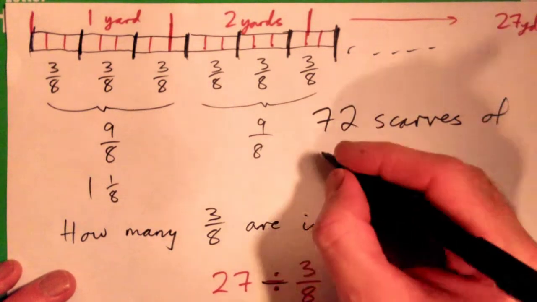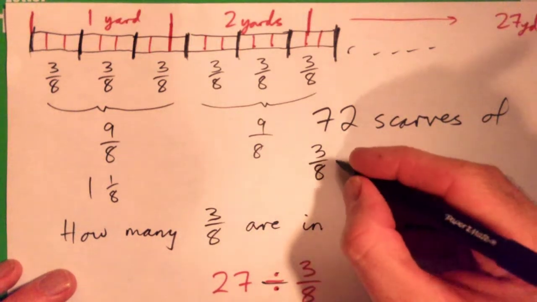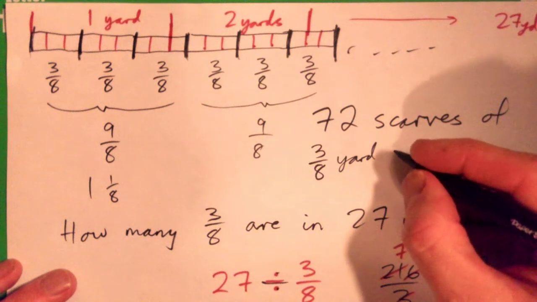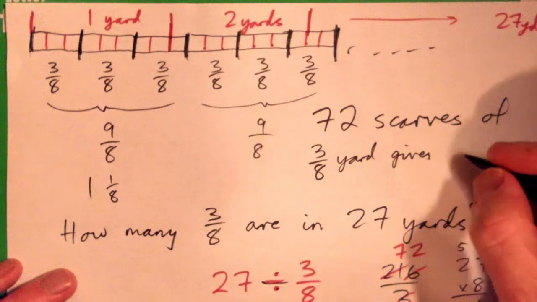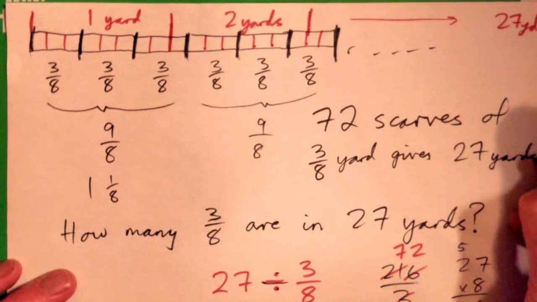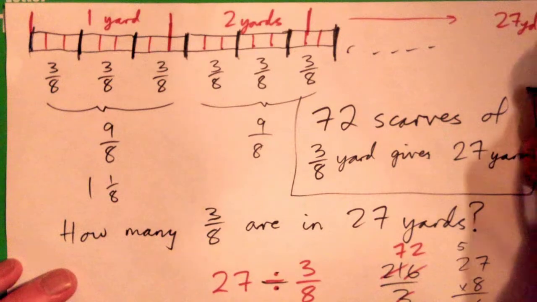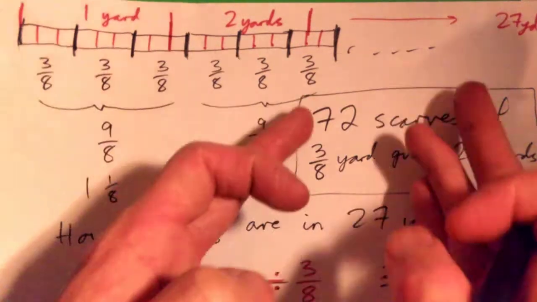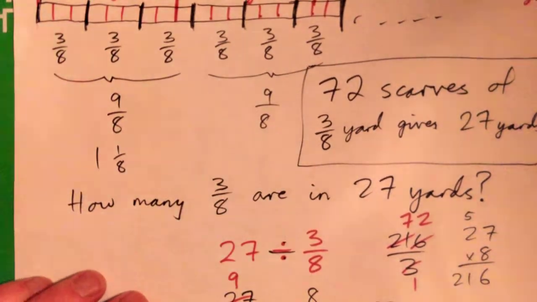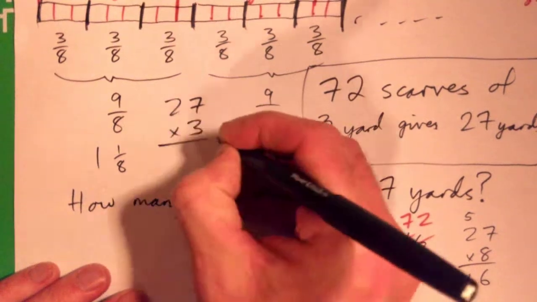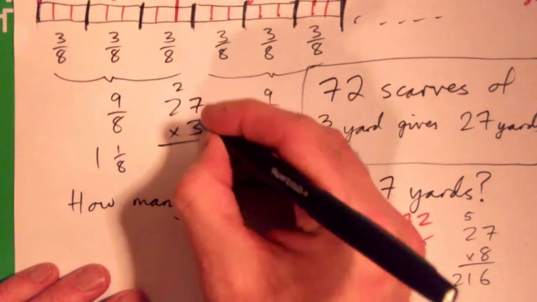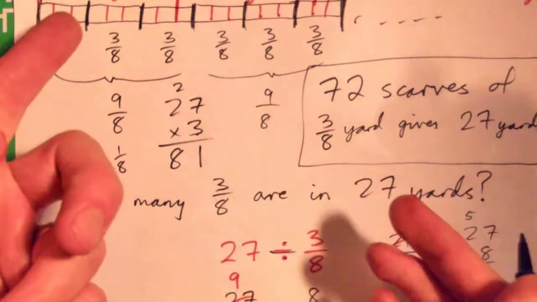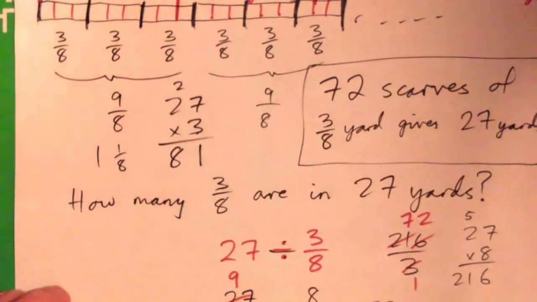72 scarves of 3/8 yard makes up, or would give us, the 27 yards total, right? So we can get 72 scarves. Yep. And that's it, because each of them is less than the yard. They almost get 3 every time, so it's close enough. It's kind of like, actually, 27 times 3 is going to be close. 3 times 7, 21, carry 2. 3 times 2 is 6, and 2 is 8, 81. So, it's almost 3 scarves for every yard. It's close, but it's not exactly. So, all right, cool.